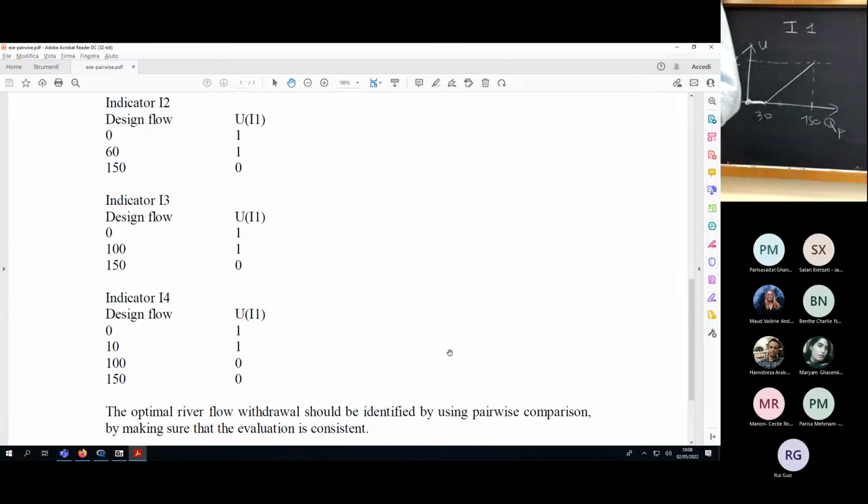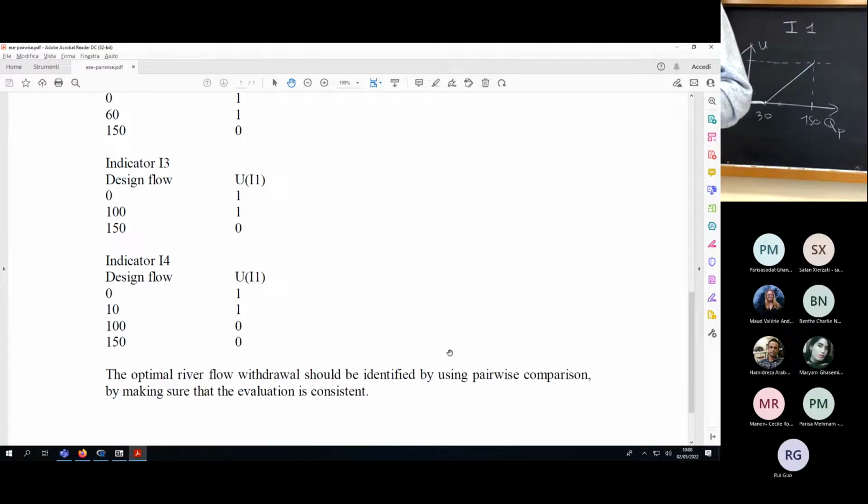How can we combine them? We combine them through weights. So the individual scores for each criteria are between 0 and 1. If we sum them through the weights, then we get for each design flow, for each alternative, an aggregated score to compare with that of the other alternatives. How do we assign weights? Through pairwise comparison.